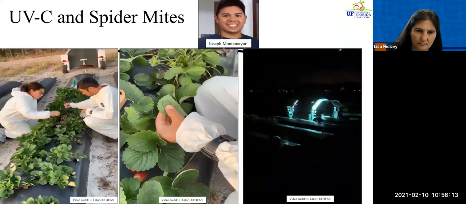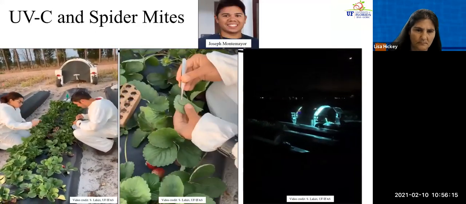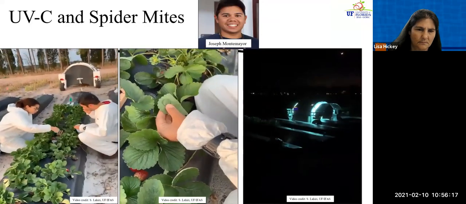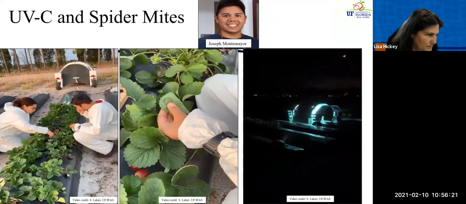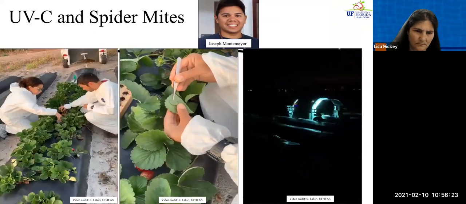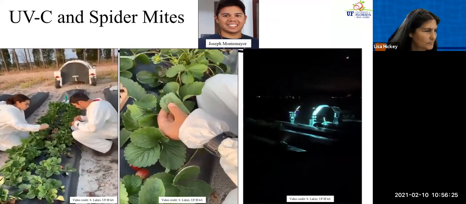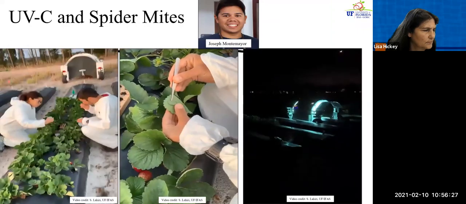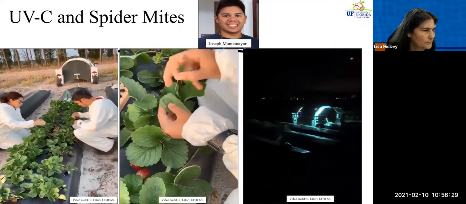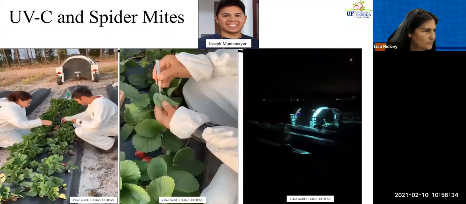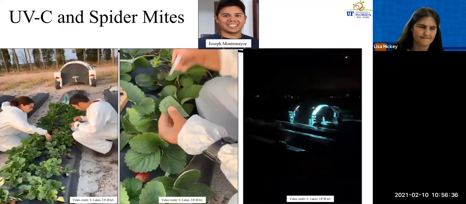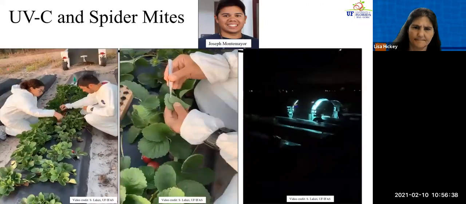In addition to these studies, we are also working with the Perez lab, and Dr. Natalia Perez has kindly allowed us to utilize the Thorwald that is able to apply ultraviolet C radiation in open field strawberries. This work is being conducted by my master's student, Joe Montemere.